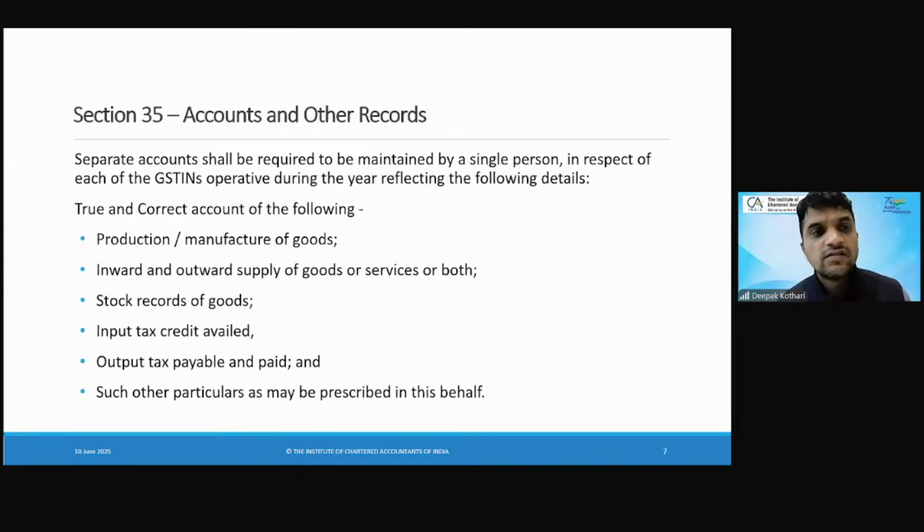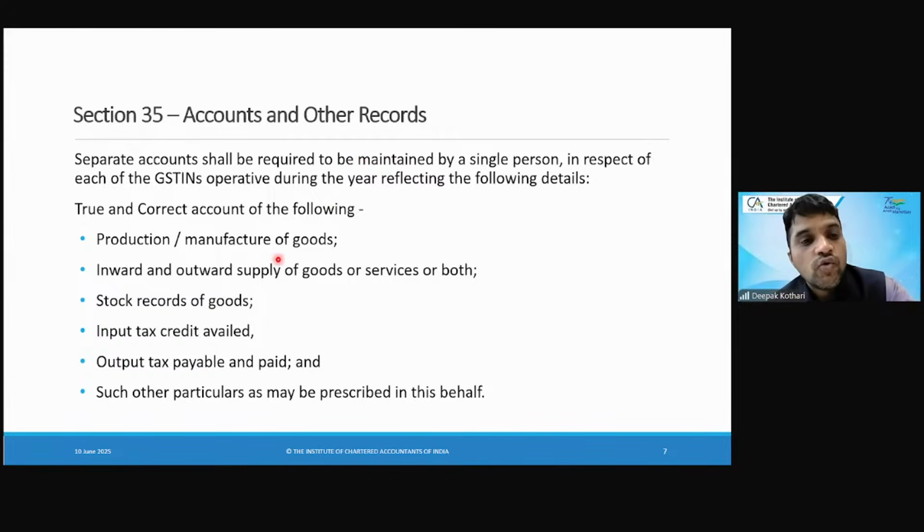Now, what are the records? Separate accounts shall be required to be maintained by a single person in respect of each of the GSTINs operative during the year. If you have 10 different GSTINs, then for each of those, you have to maintain separate books of accounts. Now, what is the list of accounts which you have to maintain?